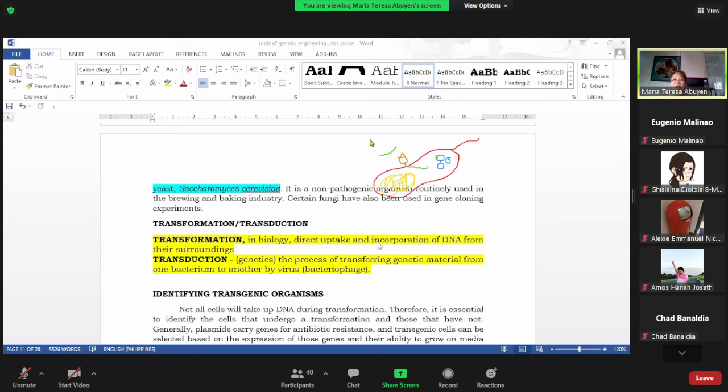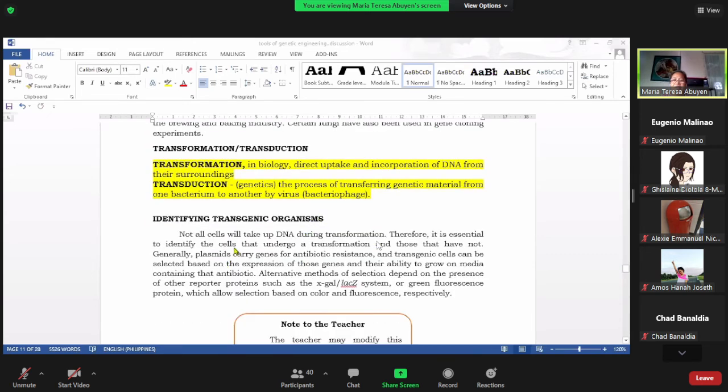Okay, identifying transgenic organisms. Not all cells will take up DNA during transformation. Therefore, it is essential to identify the cells that underwent transformation and those that have not. Generally, plasmids carry genes for antibiotic resistance, and transgenic cells can be selected based on the expression of those genes and their ability to grow on media containing that antibiotic. Alternative methods of selection exist. So how will you identify if the organism has a foreign gene in it?